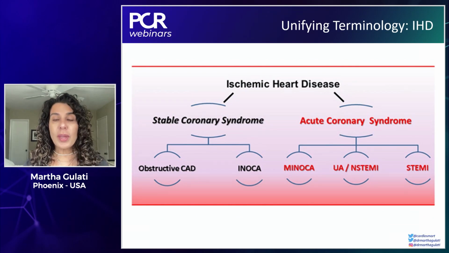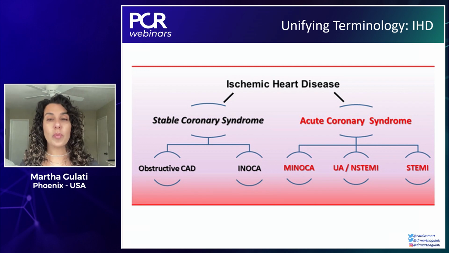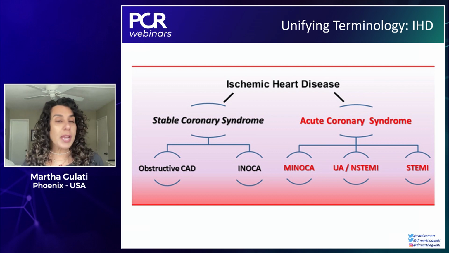So, we have this unifying terminology. And again, I'm going to be talking about MINOCA because I'm going to be talking about the acute coronary syndrome group. And as you all know, we have a STEMI or an unstable angina or non-STEMI, we're very familiar with that. But now we really need to also include MINOCA as one of the potential diagnoses that you're going to end up with.